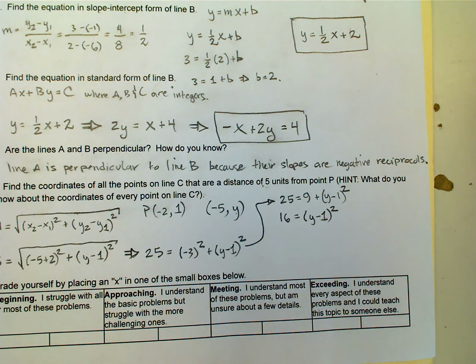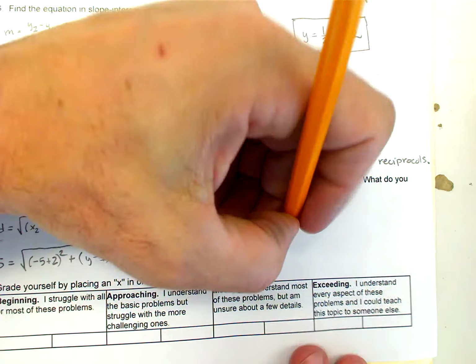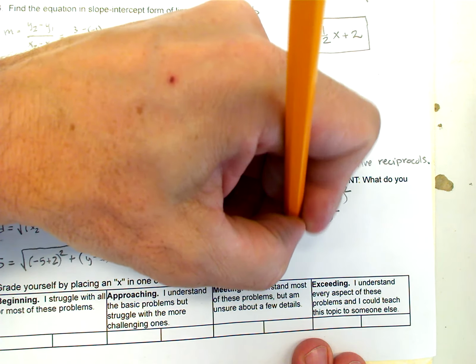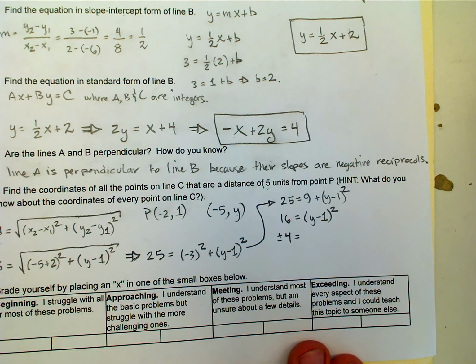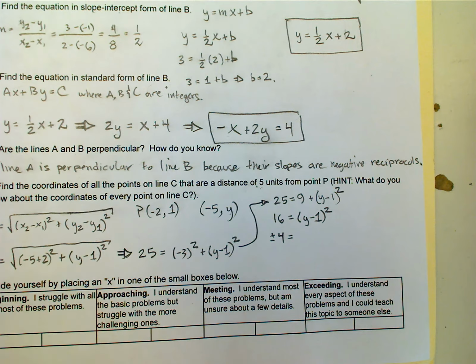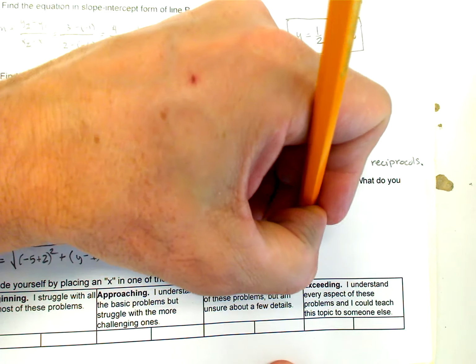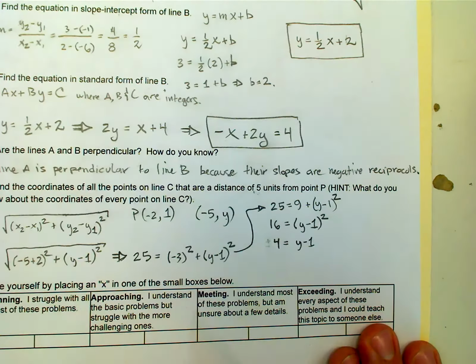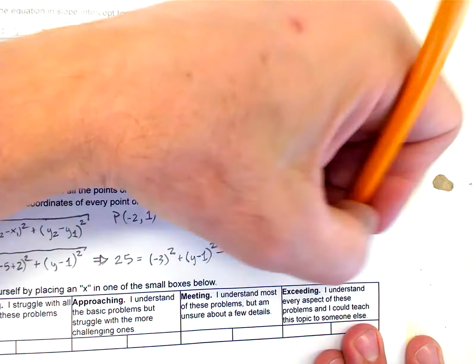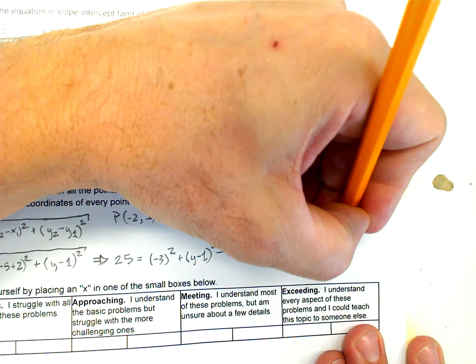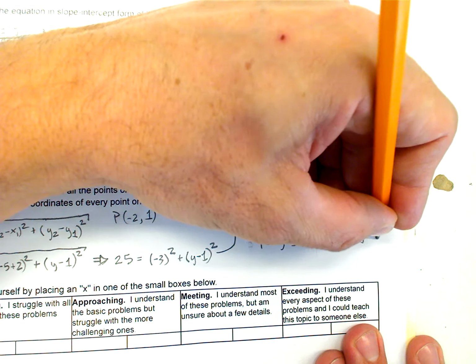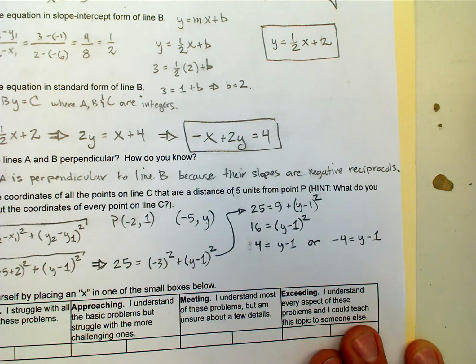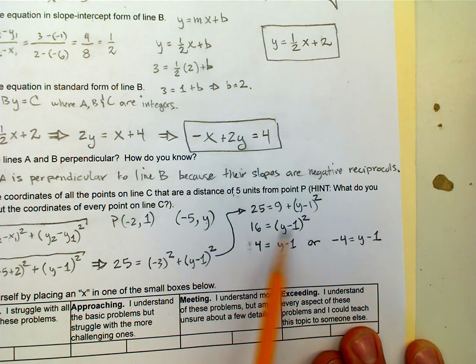And again, I'm trying to solve for y. This is actually pretty nice because I can take the square root of both sides. I get plus or minus 4. Remember, I have to consider my positive and my negative square root. And square rooting this side just gives me y minus 1. So 4 is equal to y minus 1, or -4 is equal to y minus 1. Those are the two equations that I get from square rooting both sides.